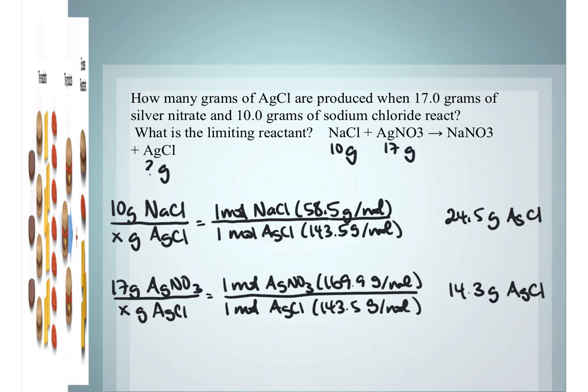Okay, if you did this correctly, check your numbers. You should have gotten 24.5 grams of AgCl from the 10 grams of NaCl, and then 14.3 grams of AgCl from the 17 grams of AgNO3. To answer the question, how many grams of AgCl are produced, you box the smaller number. And what is the limiting reactant? That would be the reactant that made the smaller amount, the 17 grams of AgNO3. But it's perfectly fine to just say the limiting reactant is AgNO3.